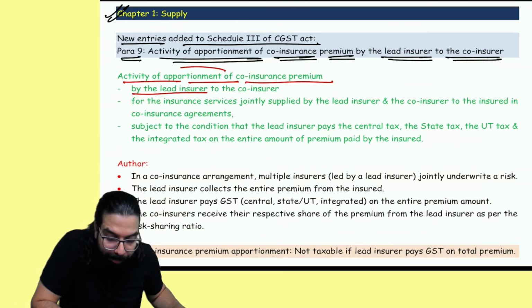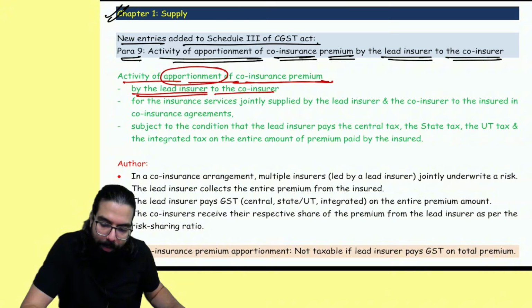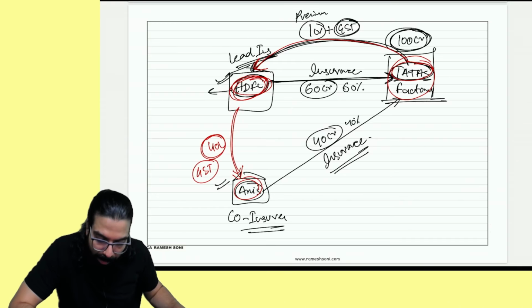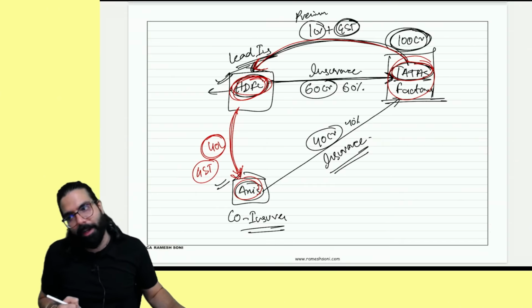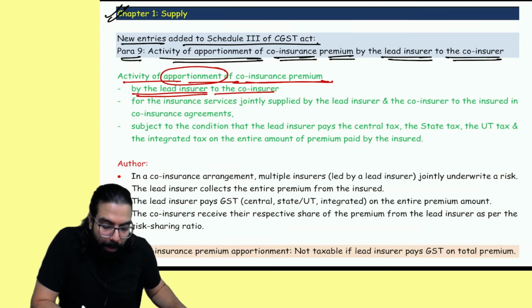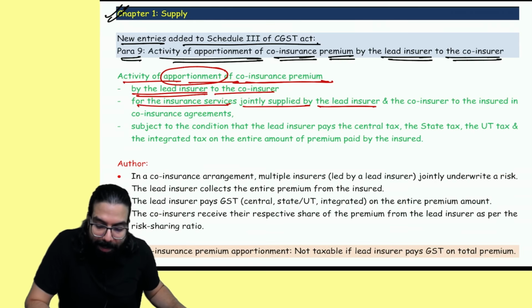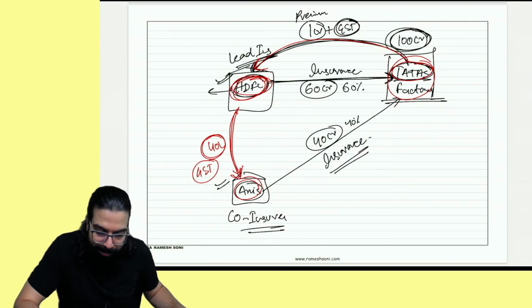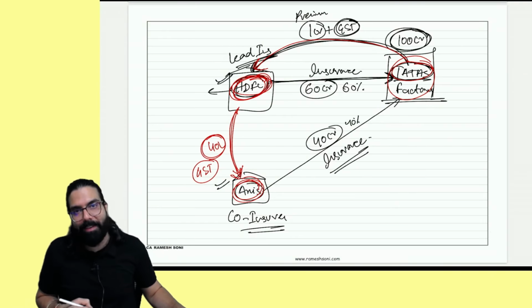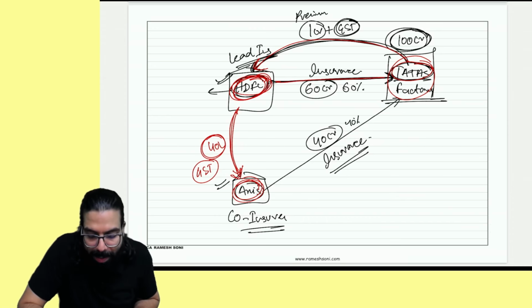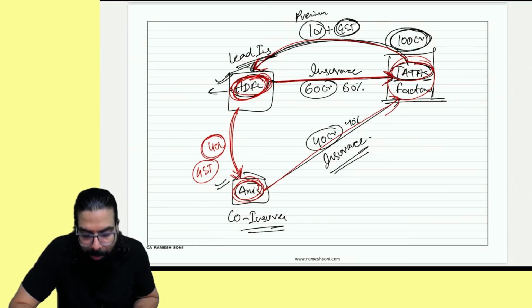By the lead insurer, apportionment of co-insurance premium by lead insurers to co-insurer. What happened over here? Lead insurer apportioned the amount to the co-insurer. For insurance service jointly supplied by the lead insurer and co-insurer to the insured in a co-insurance agreement. So basically what happened? Axis and HDFC had done a co-insurance agreement where they went ahead and jointly insured Tata's.